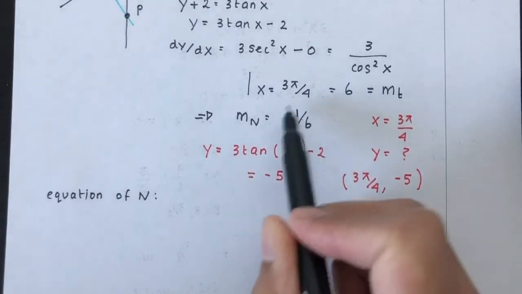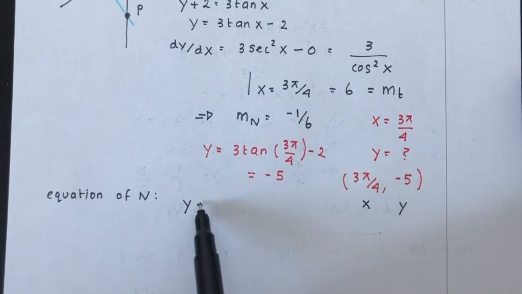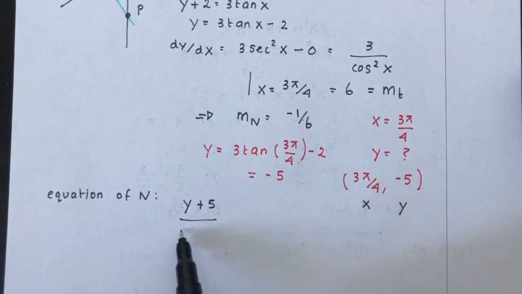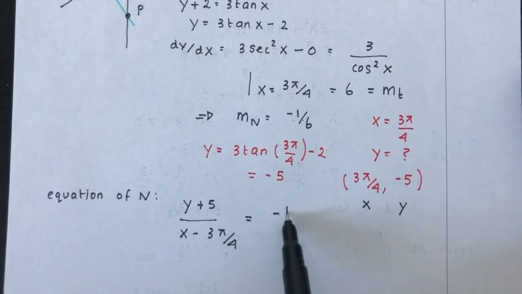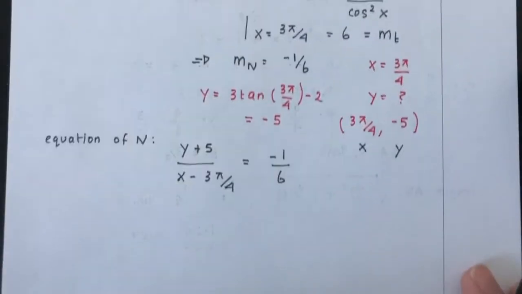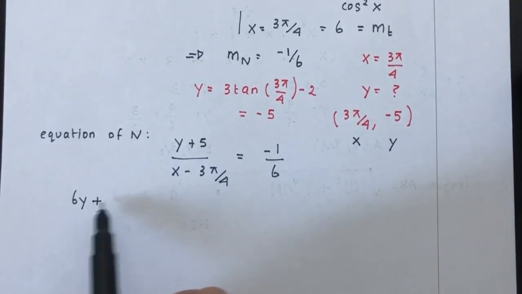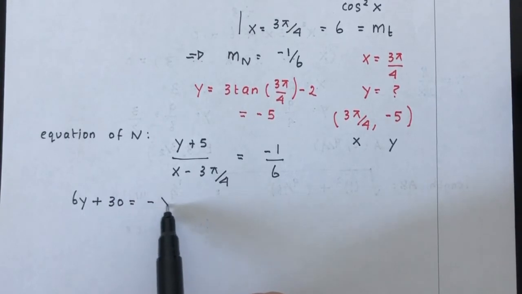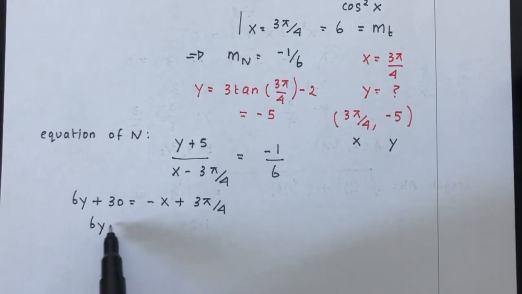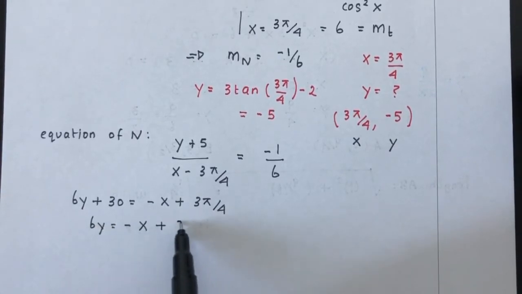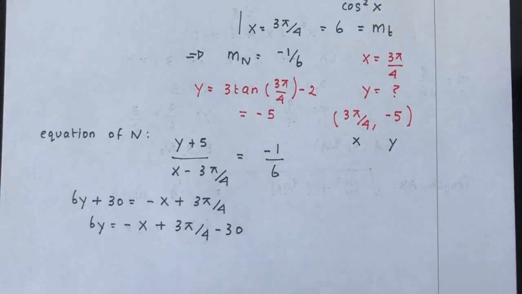Using this point and my gradient, that is x, y of course. So y minus minus 5 becomes plus 5 over x minus 3 pi by 4 should give you the gradient. Now we cross multiply to see what happens. So you have 6y plus 30 equal to minus x plus 3 pi over 4. So 6y equal to minus x plus 3 pi over 4 minus 30. So this is your equation of your normal.